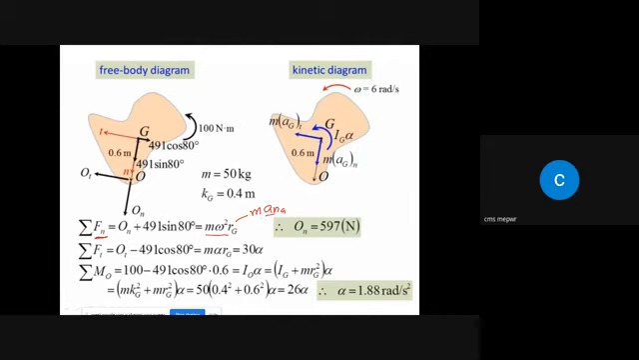So the forces that we have along N, which force do we have along N? 491 sine 80 degree, and we have On, and we don't have any other force. So these two forces are equal to M omega square Rg. Okay, now summation of forces in T direction. In T direction, we have 491 cos 80, and this should be with negative sign, and OT with positive. Do we have any other? No, we don't have any other.